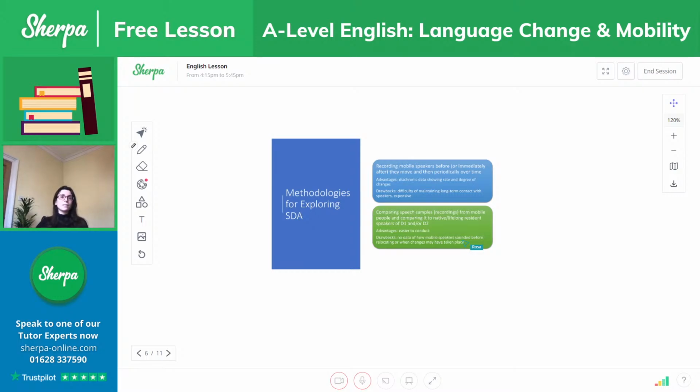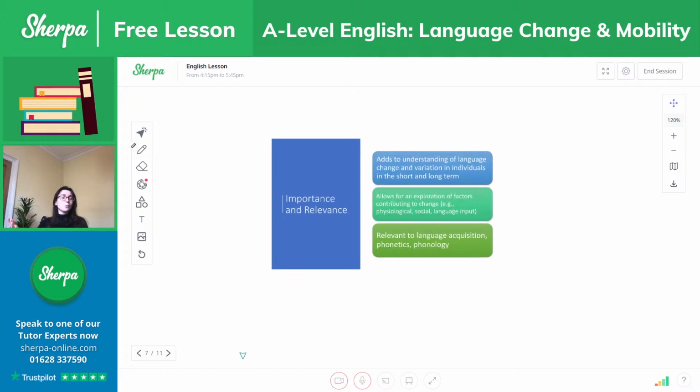So the advantage is that this is obviously a lot easier. You don't have to keep in contact with someone for a long period of time. But then the drawback is, you wouldn't know exactly how a mobile speaker would have sounded before they moved, because no one obviously sounds exactly the same. And you don't know the rate at which these changes are happening for them, when they happened, etc. But it is a lot more realistic in terms of what people are able to do.